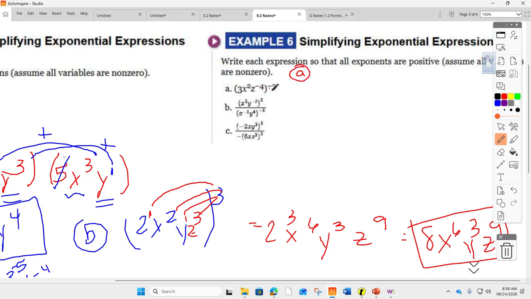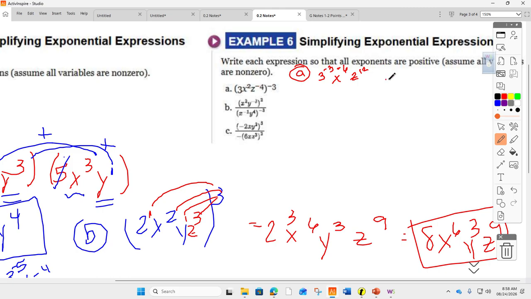Distribute that, or raise that, everything inside the grouping symbol to the power. So 3 to the negative third, x to the 6th, and z to the 12th. Keep up with your negatives. It'll get you. And I didn't keep up with mine. Negative third, that's 2 times negative 3, so that's negative 6. Negative times negative is a positive 12.